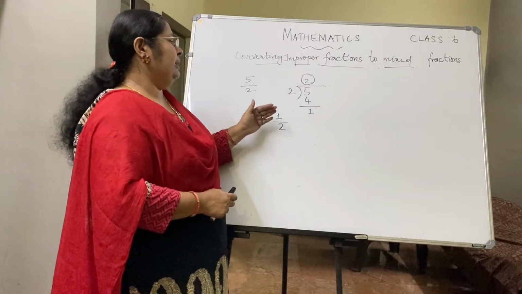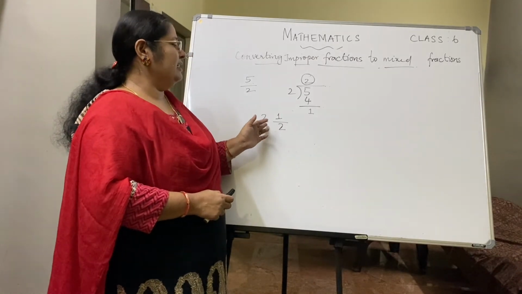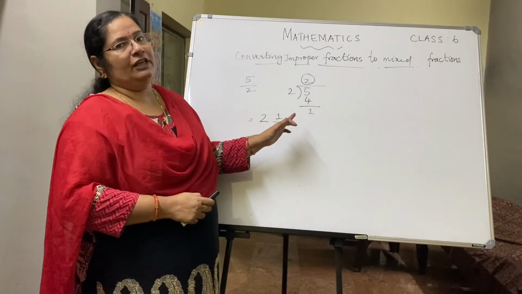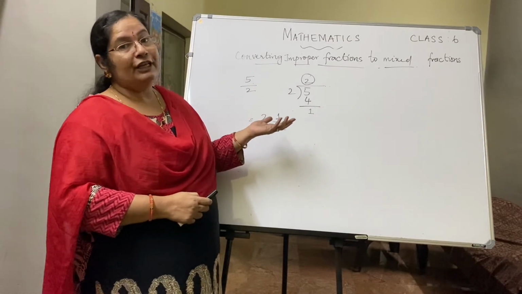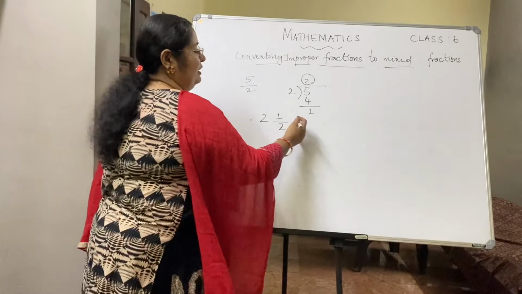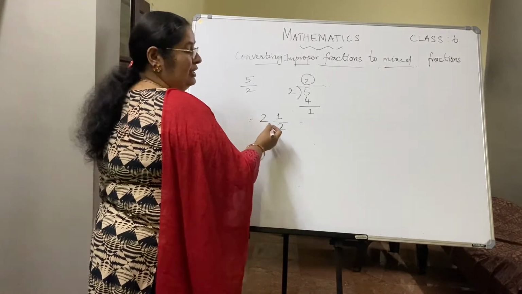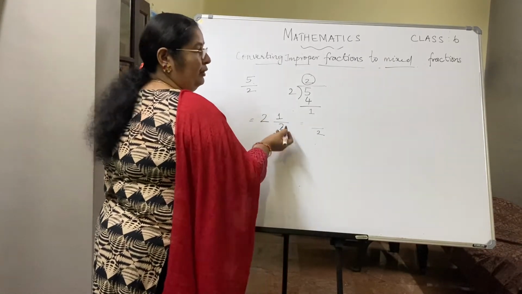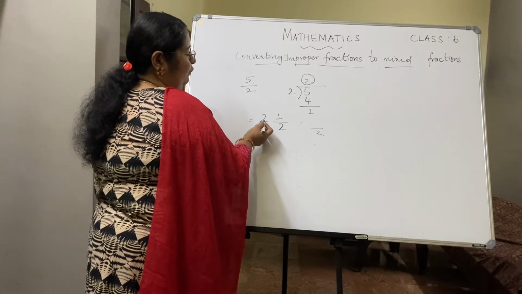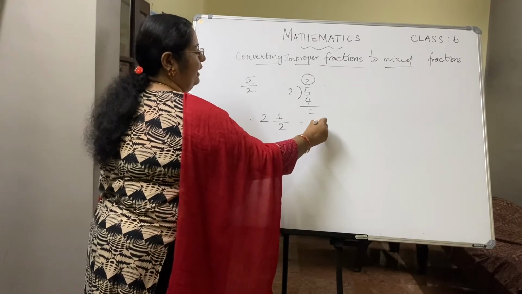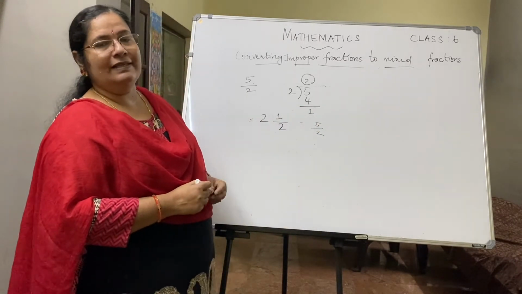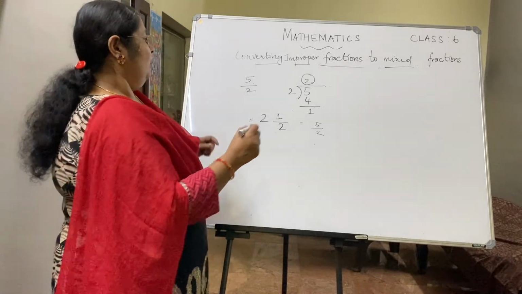Now we can convert this mixed fraction back into an improper fraction and see whether our calculation is correct or not. So when converted to improper fraction, the denominator will be 2, the numerator will be 2 into 2, 4 plus 1, 5. Yes, 5 by 2. Our answer is correct. One more example.